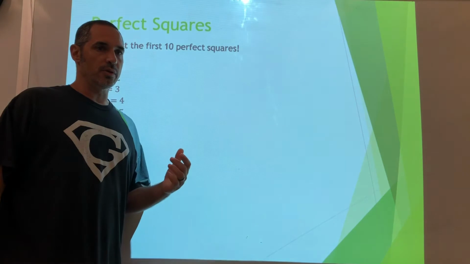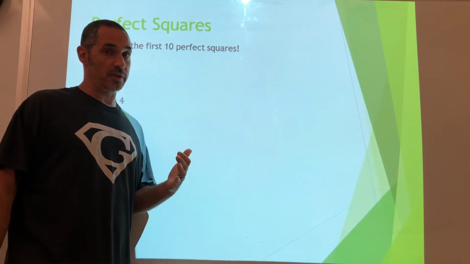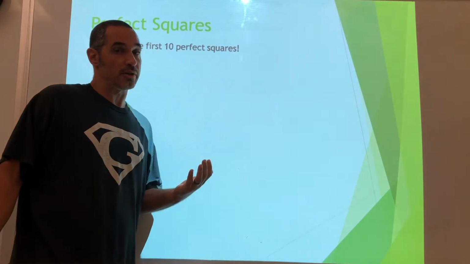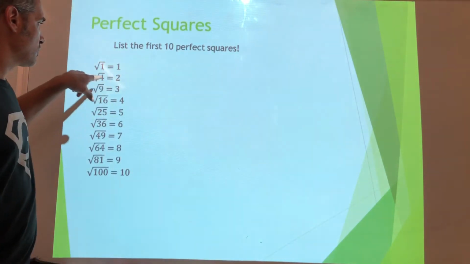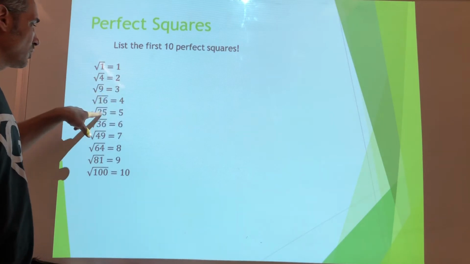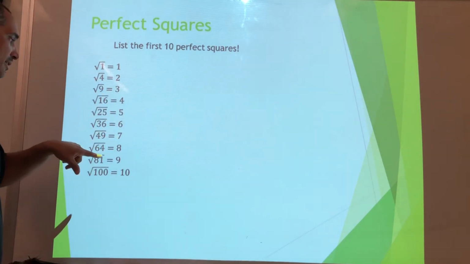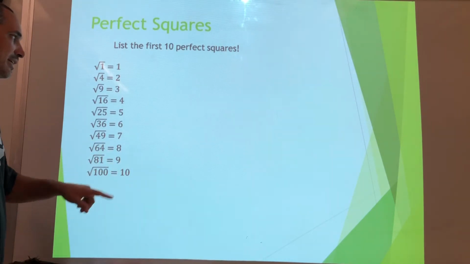So you need to know the first 10 perfect squares. You should probably know 11 and 12 as well, 13. But square root of 1 is 1, square root of 4 is 2, square root of 9 is 3, square root of 16 is 4, square root of 25 is 5, square root of 36 is 6, square root of 49 is 7, square root of 64 is 8, square root of 81 is 9, square root of 100 is 10.